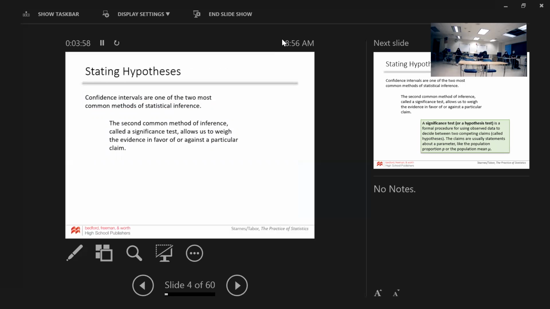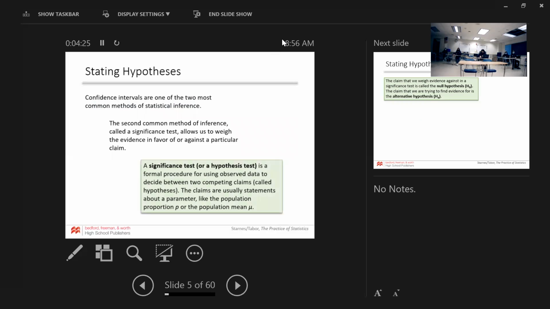So confidence intervals and a significance test are like vanilla or chocolate. It's your option. They're not going to contradict each other. This is just going to complement what we did with the confidence interval. It's a little more formal than a confidence interval, but we're going to give you the same conclusion. It's a formal procedure.